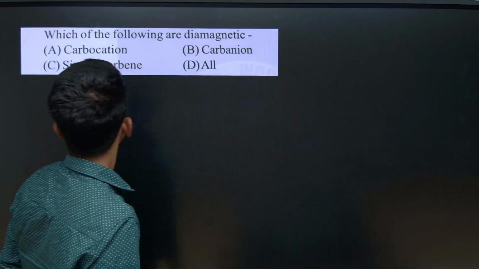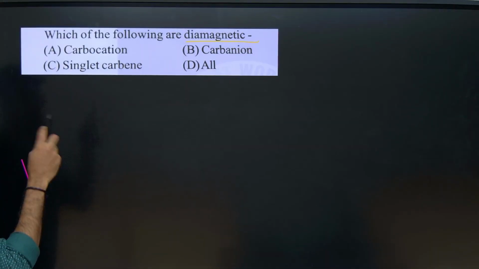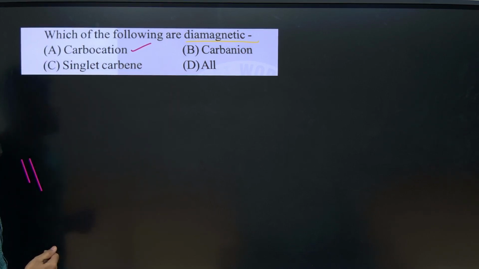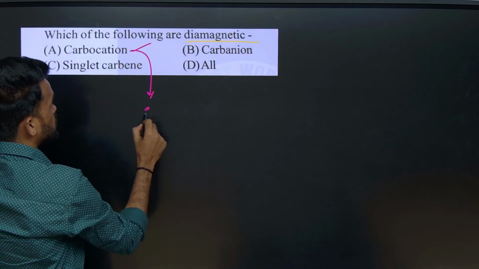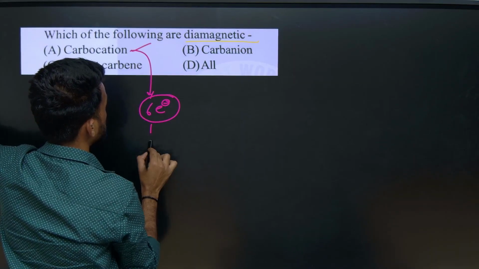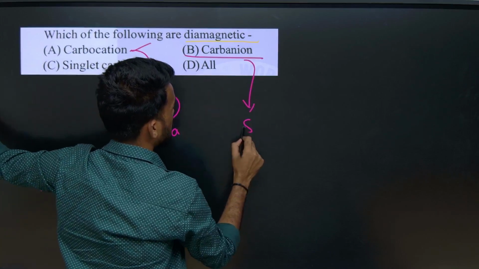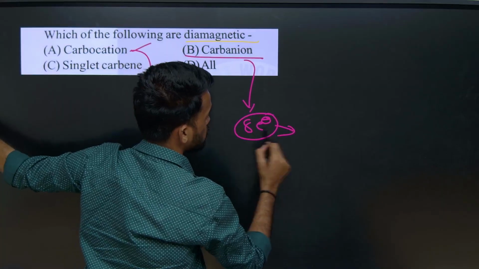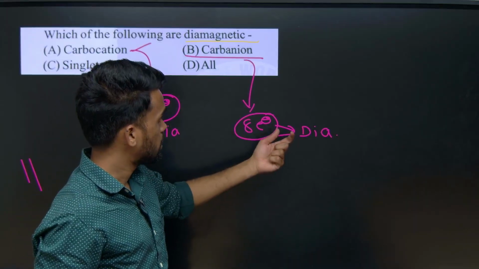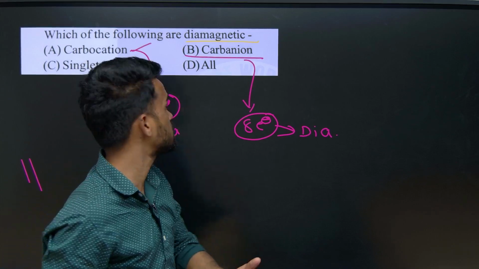Okay, next we have, which of the following is diamagnetic. I told you while discussing carbocations in the first lecture. So just tell me what about carbocation, diamagnetic or paramagnetic. It has 6 electrons which are all completely paired up, so it is diamagnetic. What about carbanion? It has 8 electrons, all of them are paired, I told you. So this is also diamagnetic. If all the electrons are paired, we can say it is diamagnetic. If any unpaired electron is present, we can consider it as paramagnetic.